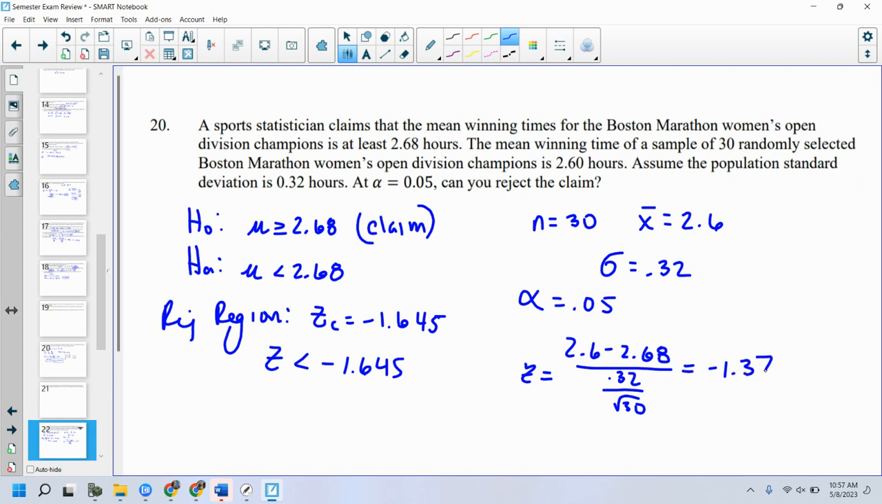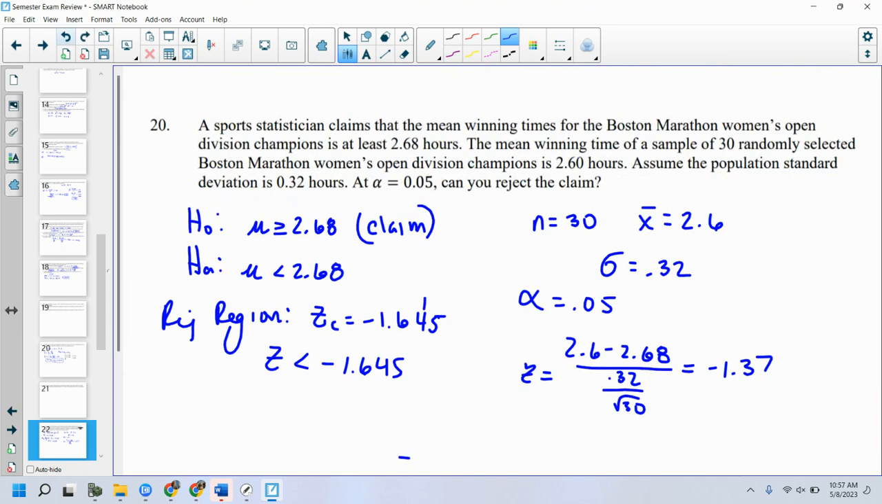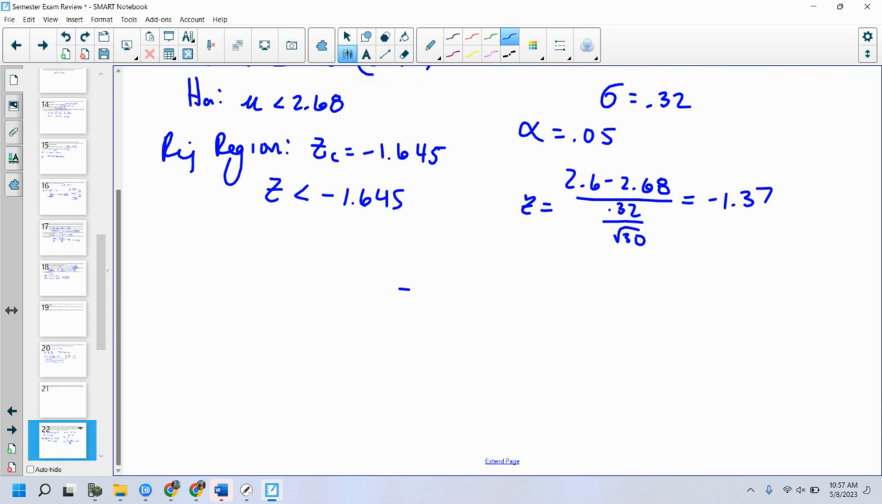Okay, now, is this a true statement? Come on now, people. Is negative 1.37 less than negative 1.645? No. We fail to reject.